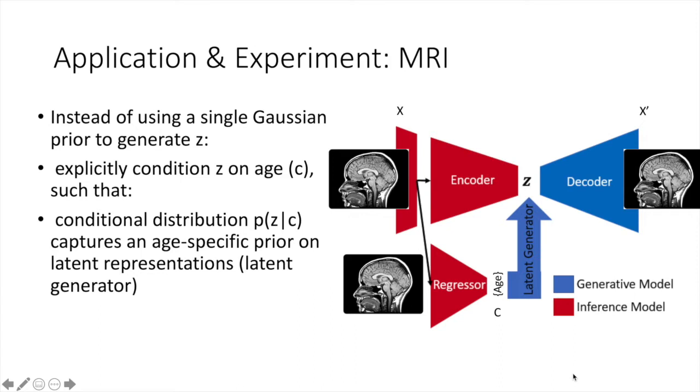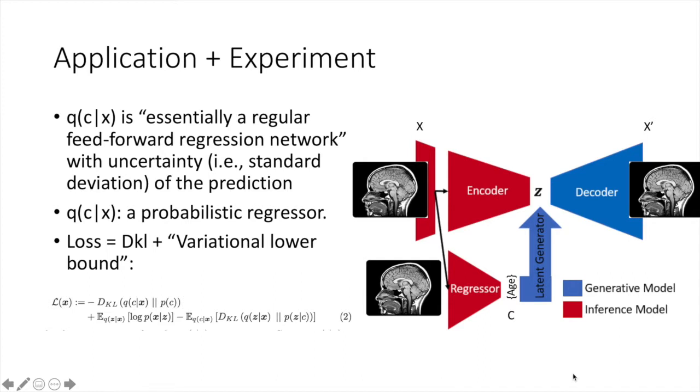So instead of using a single Gaussian prior to generate z, we're going to explicitly condition z on age, c, such that the conditional distribution p of z given c captures an age-specific prior on latent representations. So the accomplishment here is that z actually can change with respect to c. This is the accomplishment of the latent generator, which is a product of the regressor network, which is applied to the data itself.